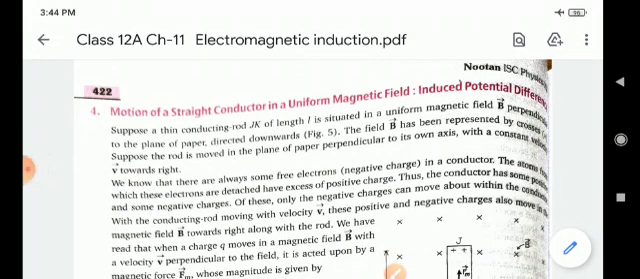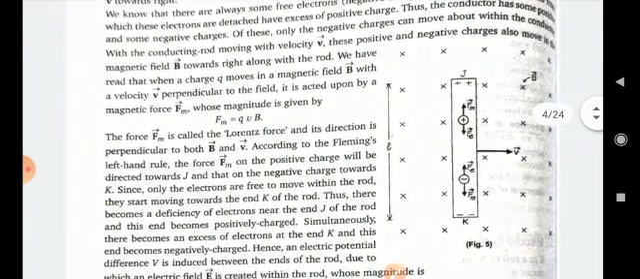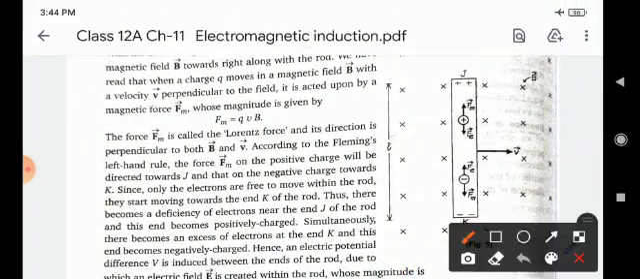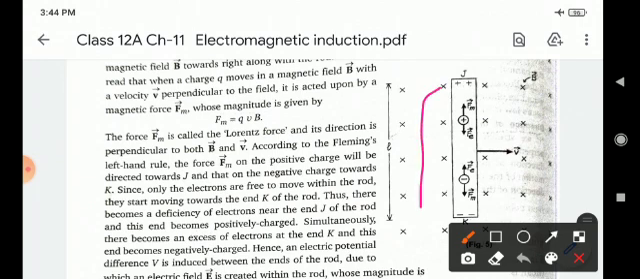Welcome to the fourth video on motion of a straight conductor in a uniform magnetic field, or induced potential difference. Children, let us consider this diagram where JK is a conductor moving in the magnetic field, and the length of the conductor is L. There are plus charges and minus charges in this conductor.